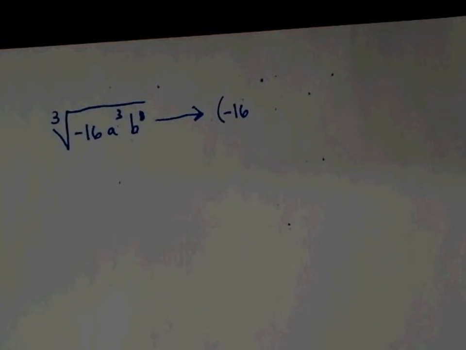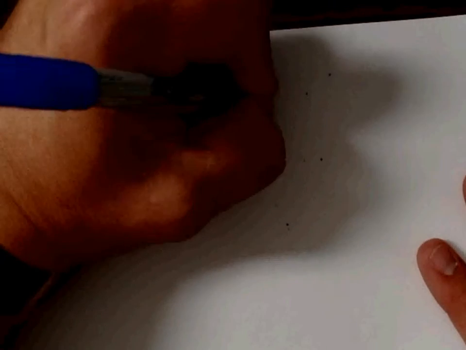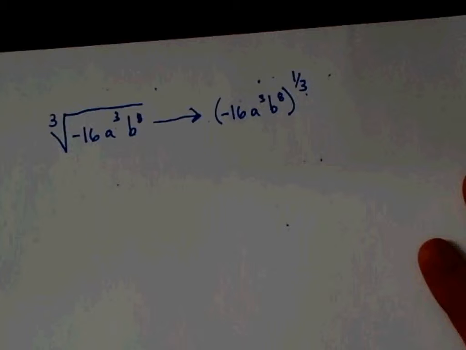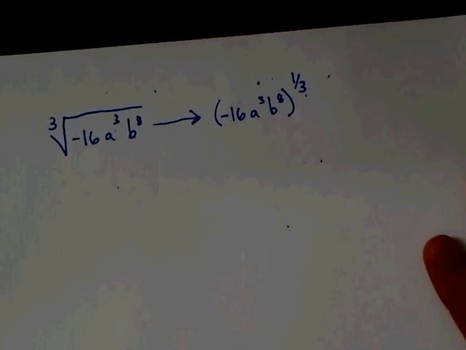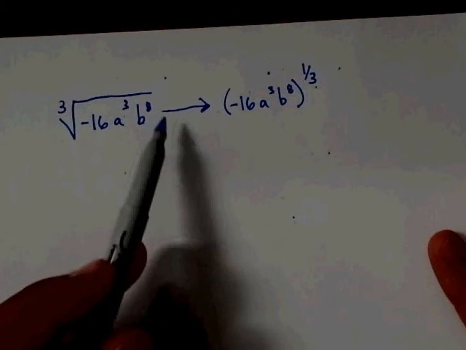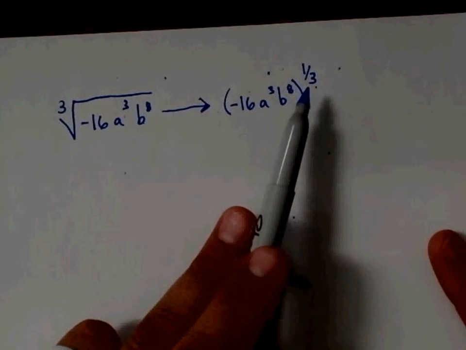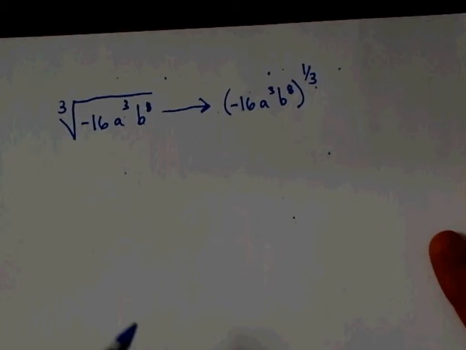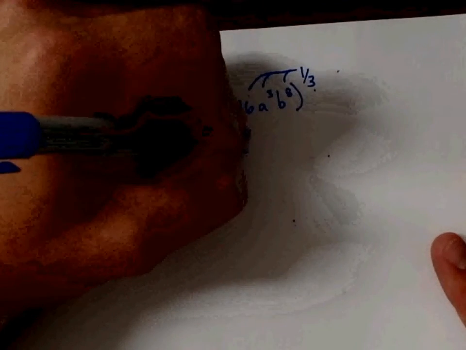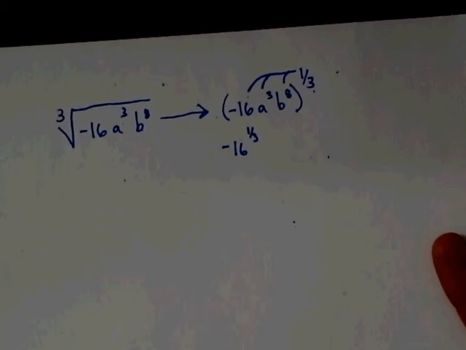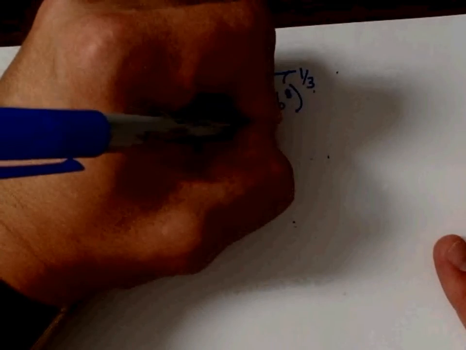And so I can write it just like that, correct? Is that okay? Since this whole thing is underneath the radical, then it can be grouped together with parentheses raised to the 1/3. And so now I'm going to distribute my 1/3. That's going to give me negative 16 to the 1/3 power, a to the 3/3 power, and b to the 8/3 power, correct?